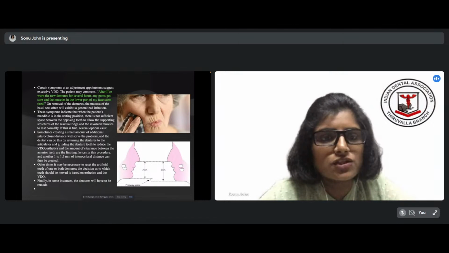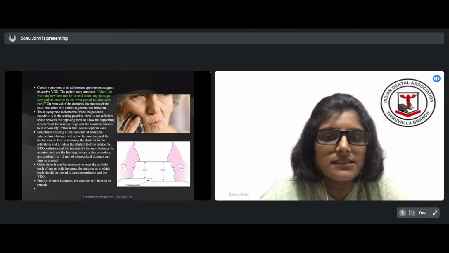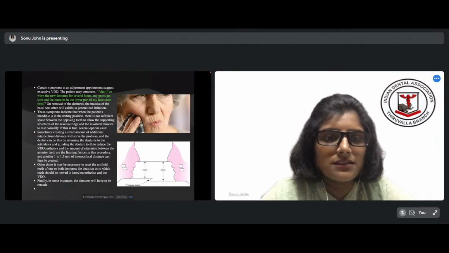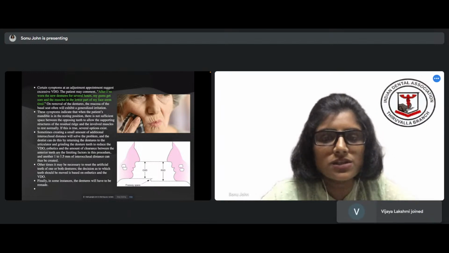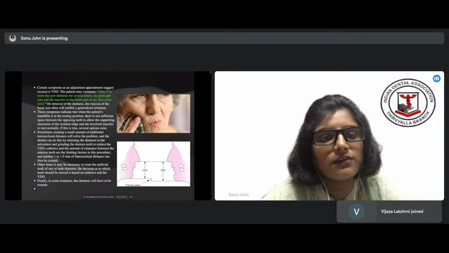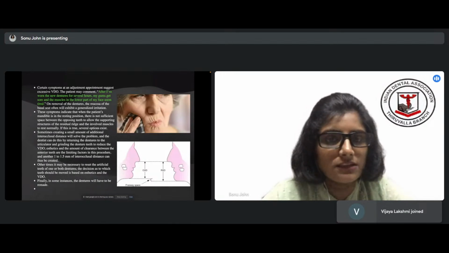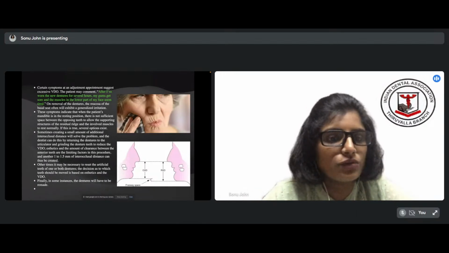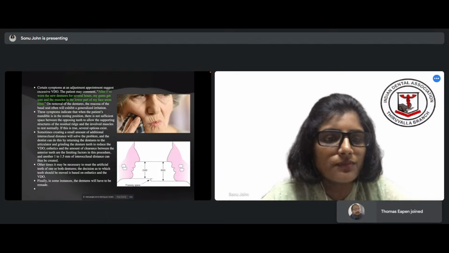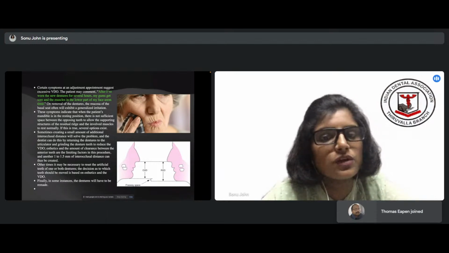When you remove the denture, the mucosa of the basal seat would exhibit a generalized irritation. These symptoms indicate that when the patient's mandible is in the resting position, there is not sufficient space between the opposing teeth to allow the supporting structure of the residual ridge and the facial muscles involved to rest normally. If this is true, and there are no other reasons, sometimes creating a small amount of additional interocclusal distance would solve the problem.